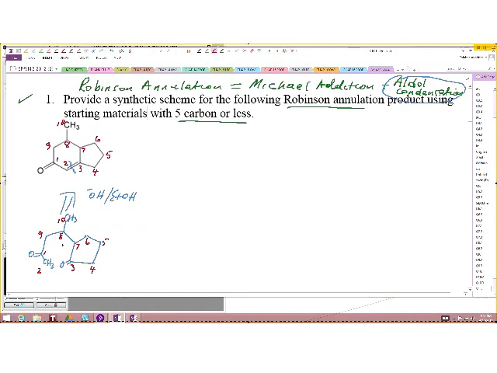Now keep in mind for the Michael addition, you need an alpha beta unsaturated system, and then you also need a nucleophile. In this case, the nucleophile will be an enolate anion. So if we take a look at this, which carbon will be your nucleophilic carbon, and which will be your Michael system? Yes, 7 will be your nucleophilic carbon. Very good, excellent. And then the carbon-carbon double bond between 8 and 9? Very good.